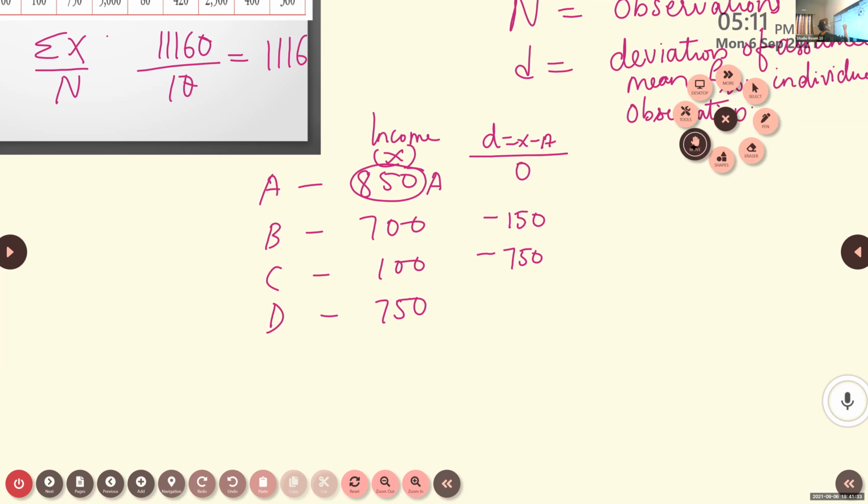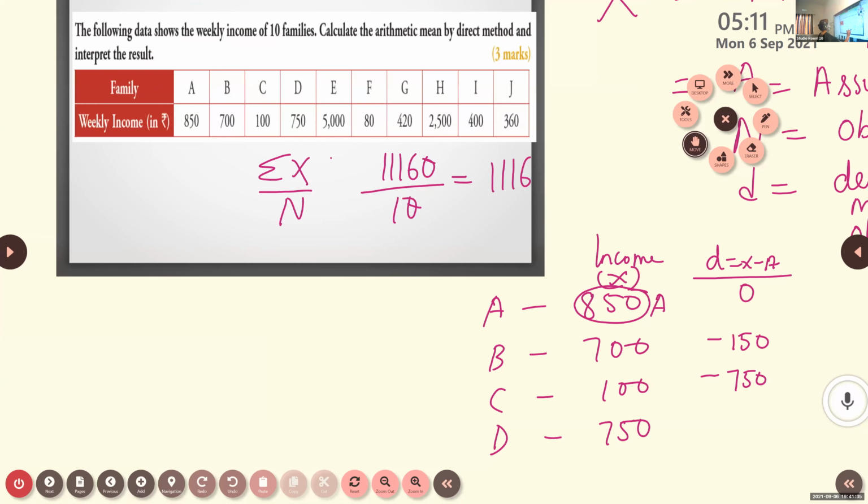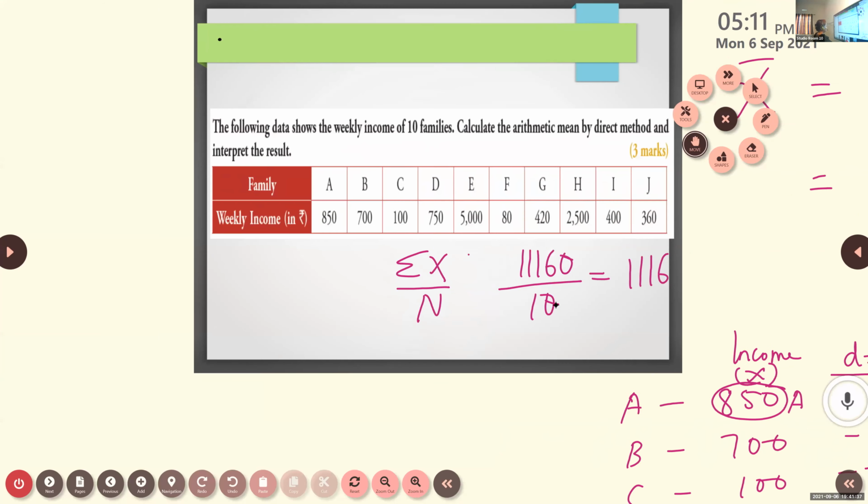You can use this for finding. Arrange in another manner, then make another column: D is equal to X minus A.